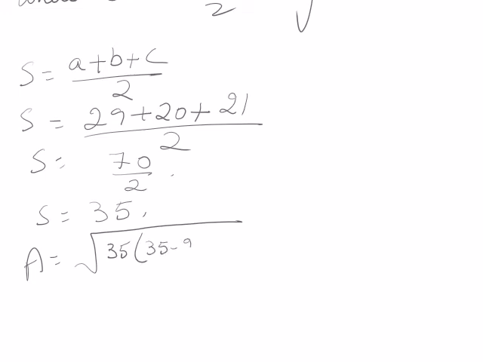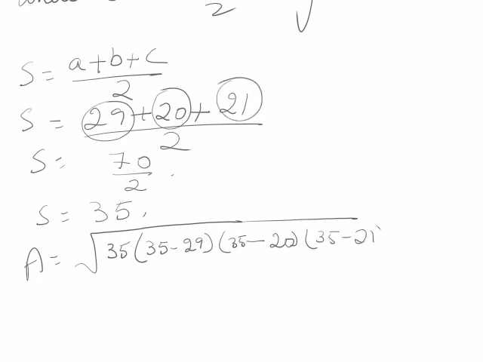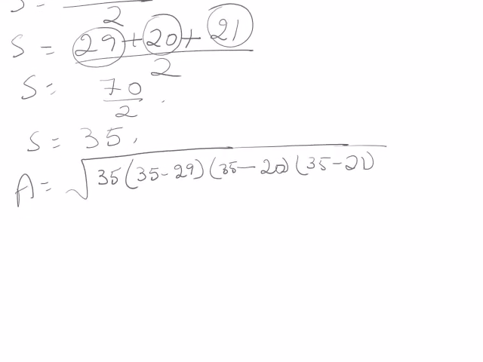So 35 minus 29, this is our A, into S minus B, so 35 minus 20, into S minus C, so 35 minus C is 21. Followed? Here substitute the values in the formula. So area is equal to square root of 35 into 35 minus 29. How much? 15 minus 9 is 6.